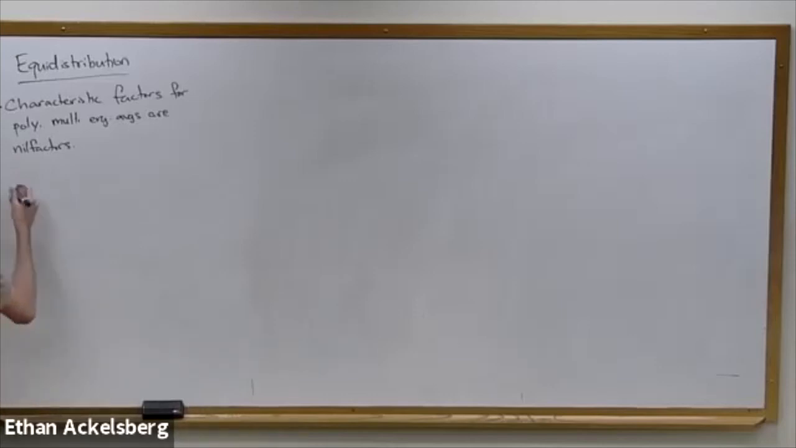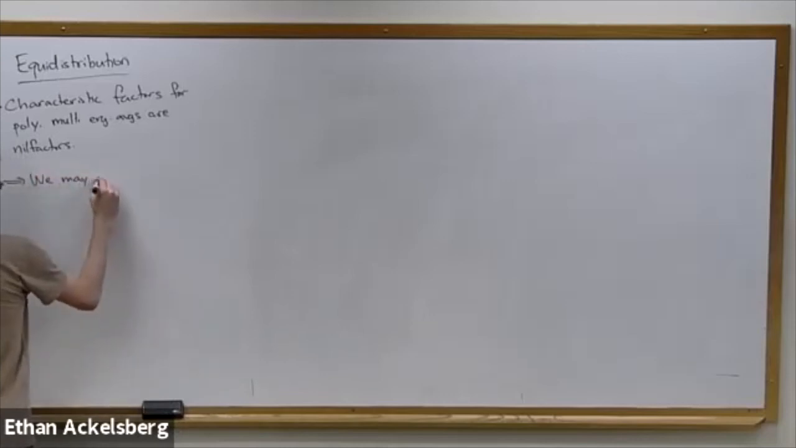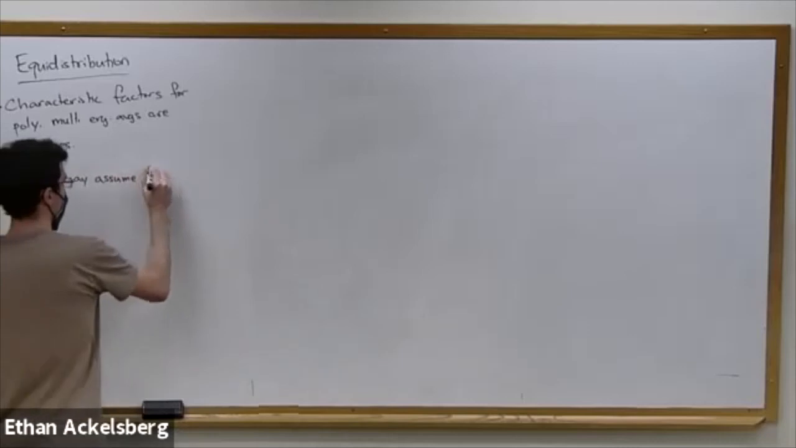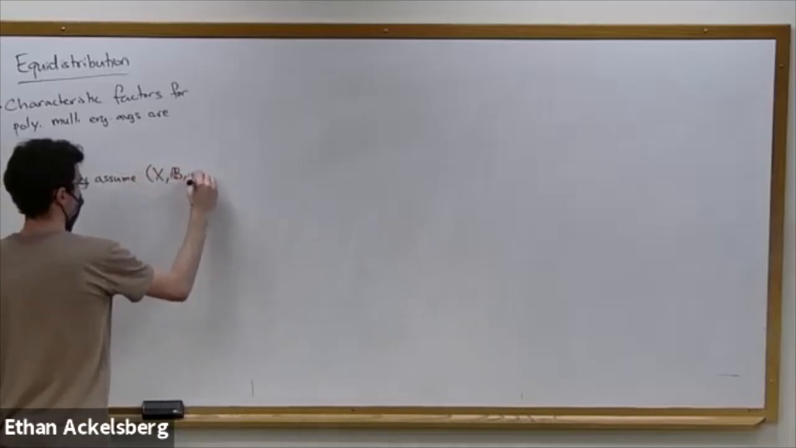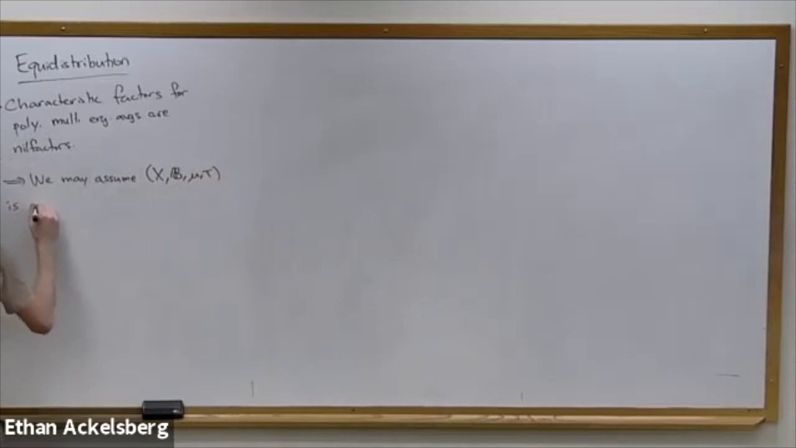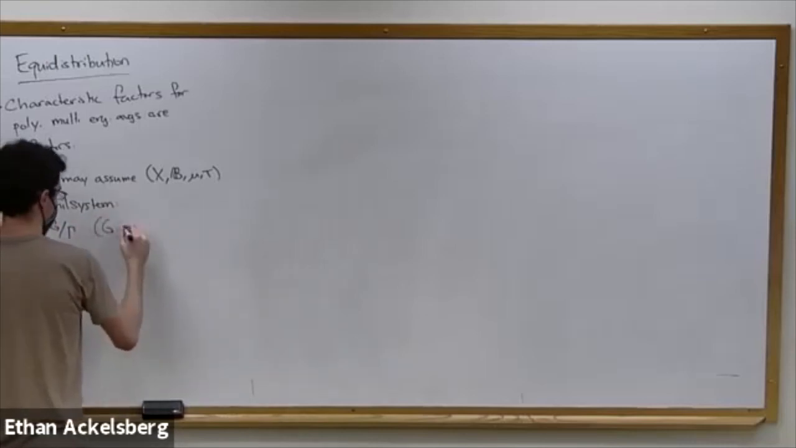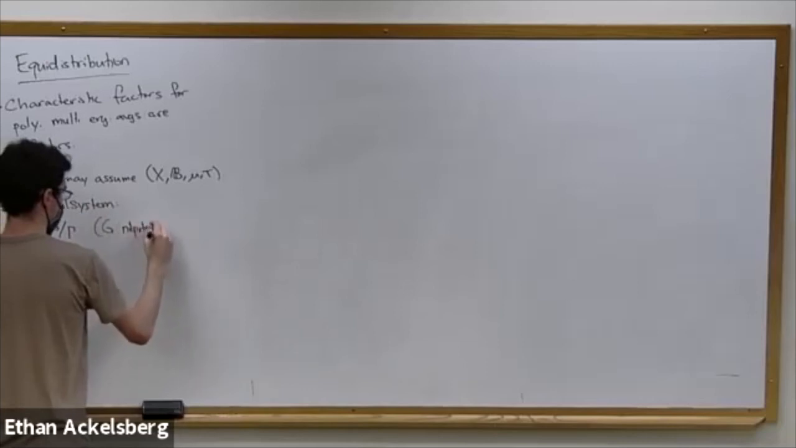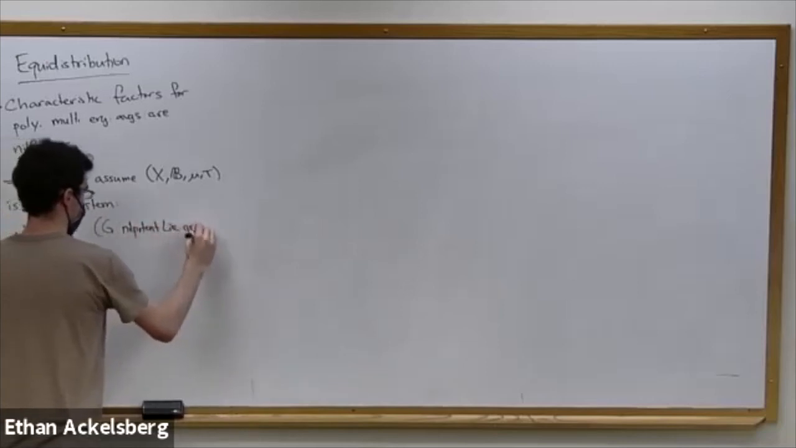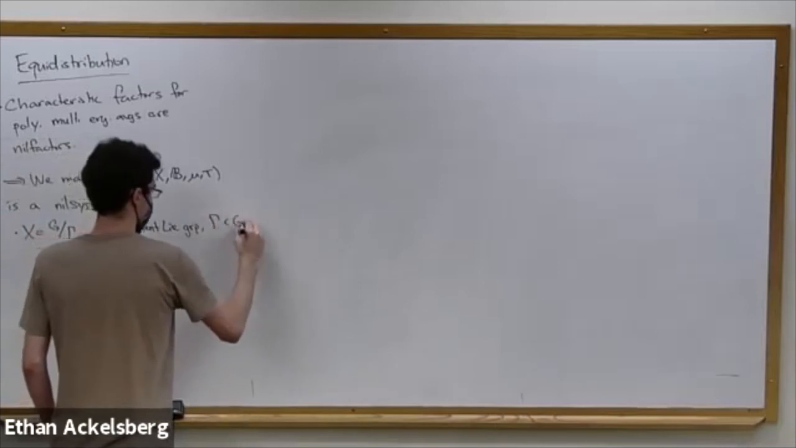And so what this means is that we can just assume that whatever system we start with is itself a nil system. Just to review, what does this mean? It means that X is a quotient of a nilpotent Lie group by a co-compact discrete subgroup.